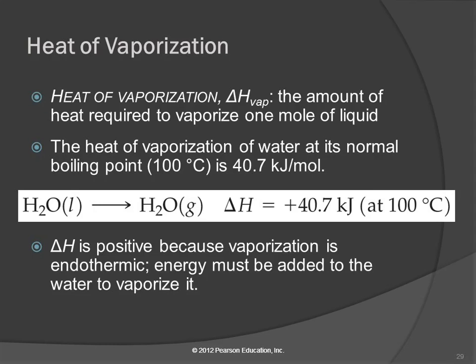So if we look at water, the heat of vaporization of water at its normal boiling point is 40.7 kilojoules per mole. So for 1 mole of water, it's going to take 40.7 kilojoules of energy to vaporize that. So the chemical equation is pretty simple. H2O liquid going to H2O gas. Delta H for that process is 40.7 kilojoules. And just like when we talked about heats of reaction, this was for the molar amounts in the equation. So this is for 1 mole of water. So this is 40.7 kilojoules for 1 mole of water. And that is at 100 degrees Celsius. So the delta H is positive because we have to put energy in.